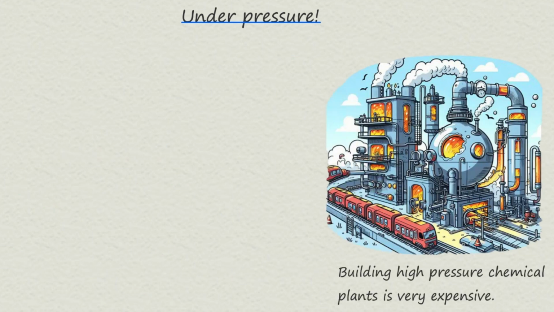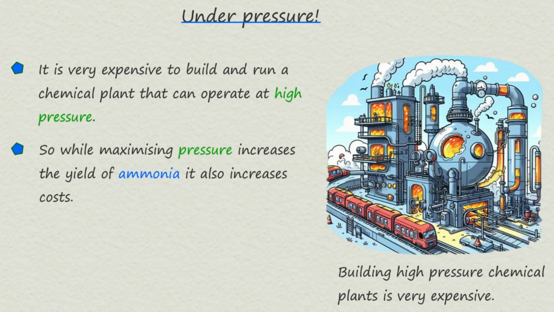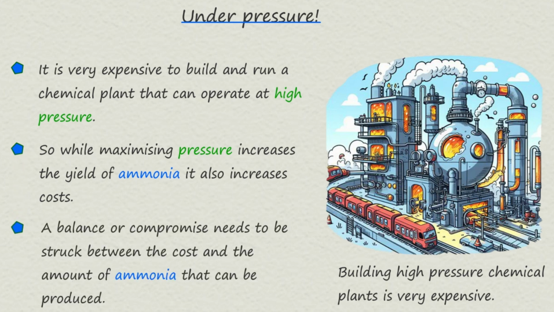However, as with temperature, there is a compromise to be made here. High pressure is expensive, and any industrial process involving high pressure requires strong and expensive equipment. So while maximising pressure favours the production of ammonia, it also leads to an increase in costs. So a balance needs to be struck between the amount of ammonia produced and the cost of the chemical plant. A pressure of around 200 atmospheres is usually used, as this is a reasonable compromise between cost and the amount of ammonia produced.